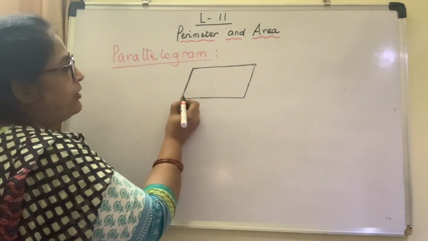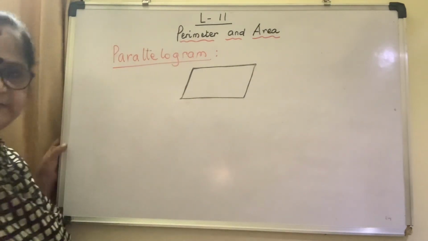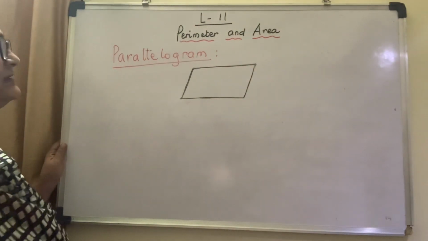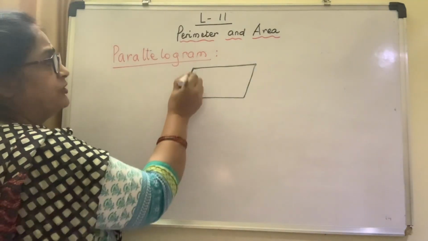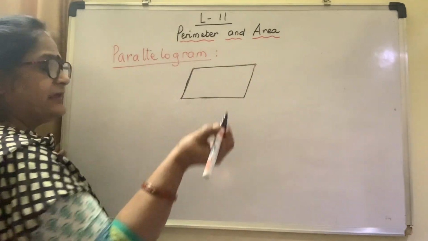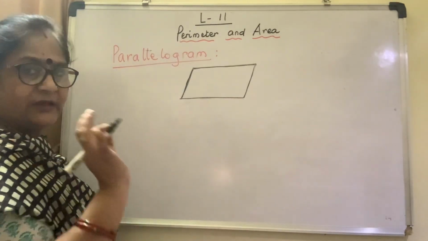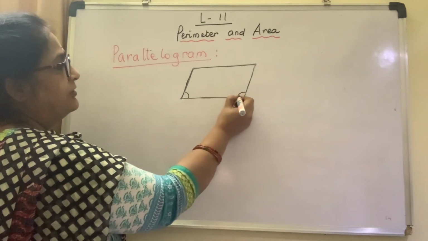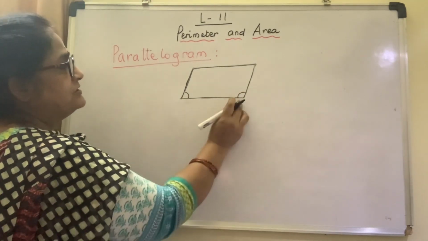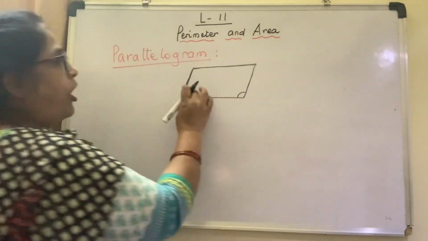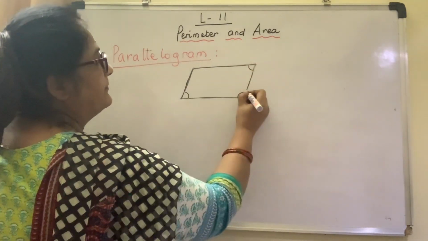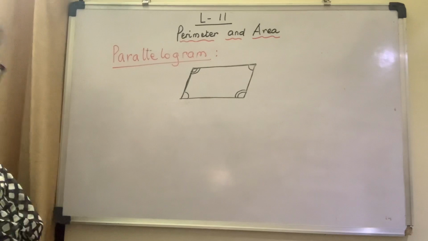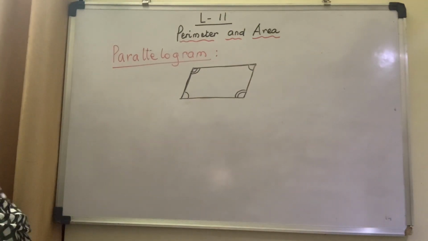In a rectangle, all the angles are 90 degrees. Whereas in a parallelogram, the angles are not 90 degrees. I'm talking about the general case. When we come to it, rectangles can also be a parallelogram. But when I talk about a parallelogram in general, the angles of a parallelogram are one acute and one obtuse. Opposite angles are equal. So opposite angles in a parallelogram are equal. That is one of the properties.